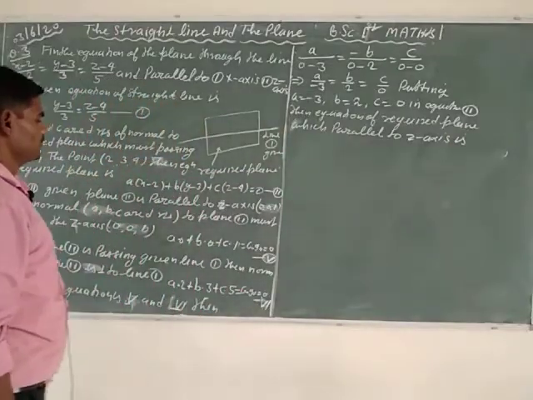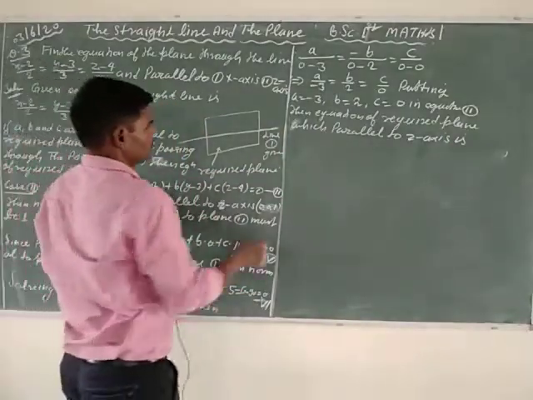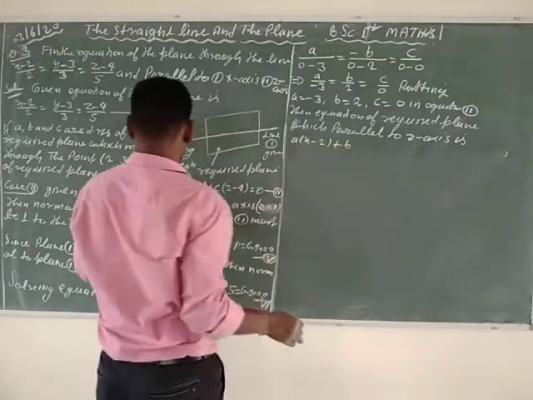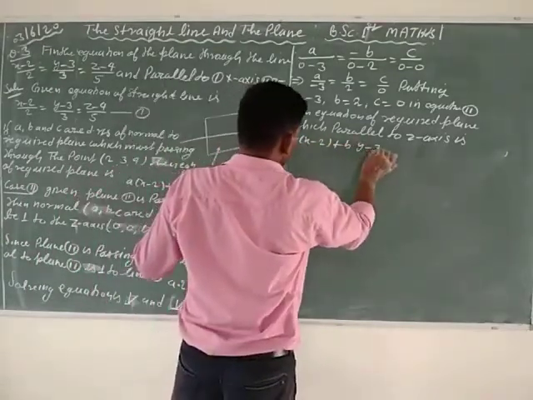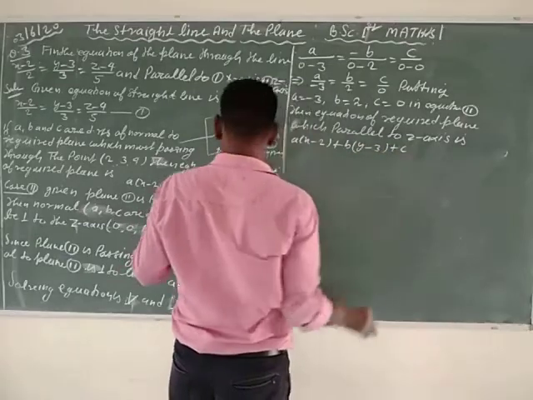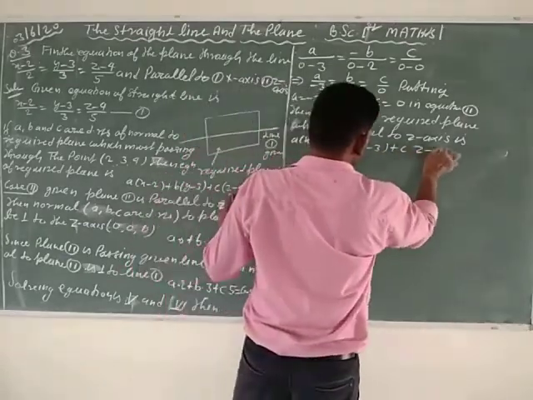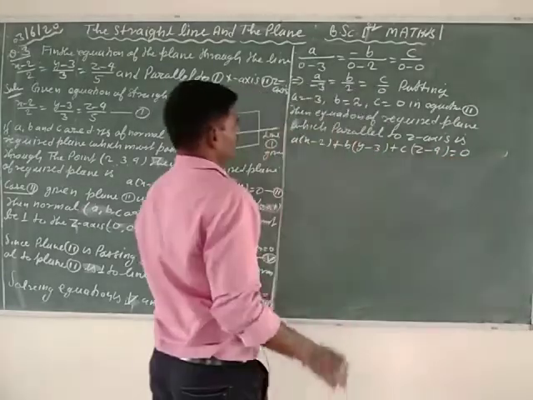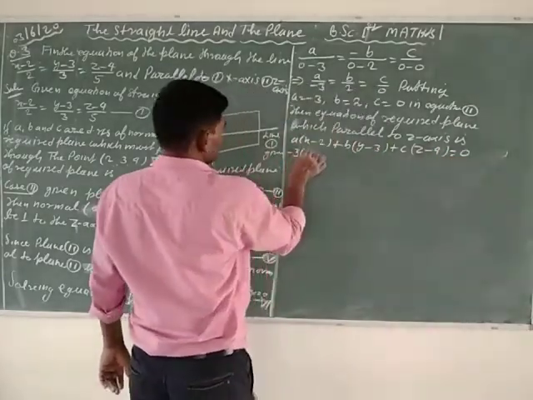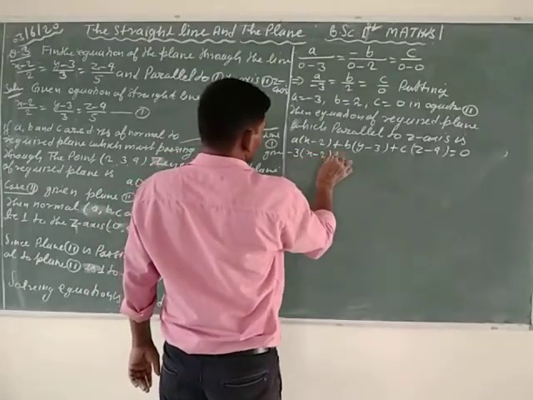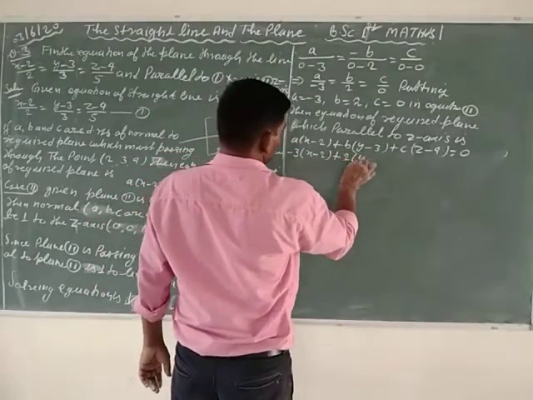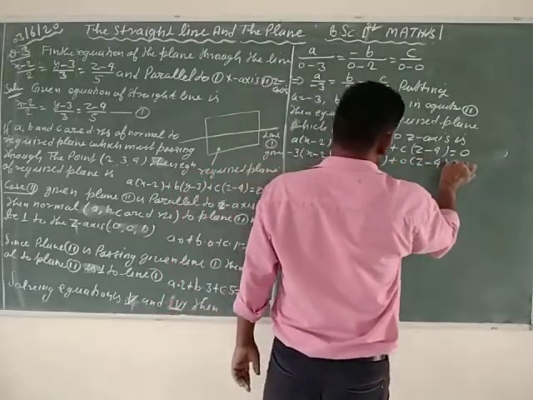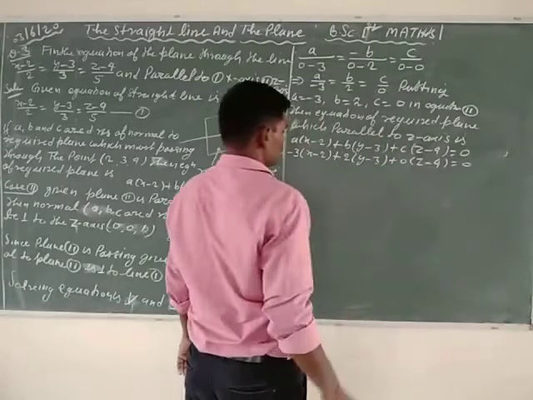Putting these values of A, B, C in equation second: A times x minus 2 plus B times y minus 3 plus C times z minus 4 is equal to 0. Putting the values, minus 3 times x minus 2 plus 2 times y minus 3 plus 0 times z minus 4 is equal to 0. Multiplication with 0 is equal to 0.